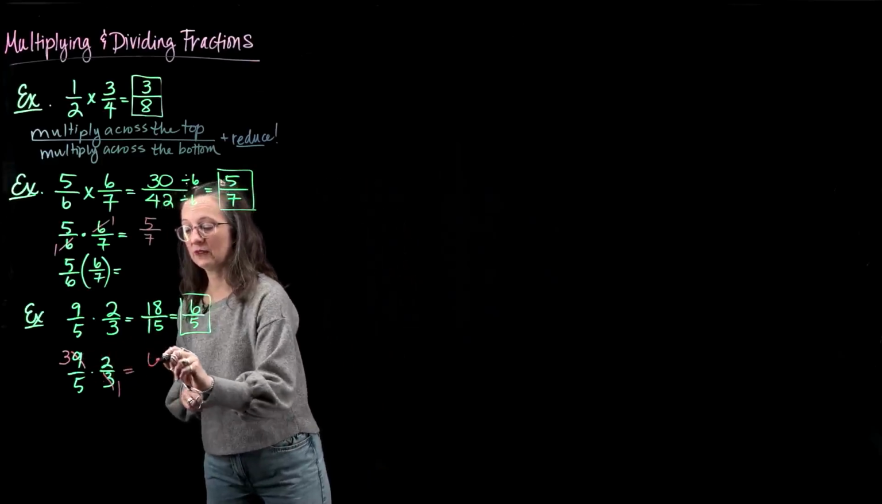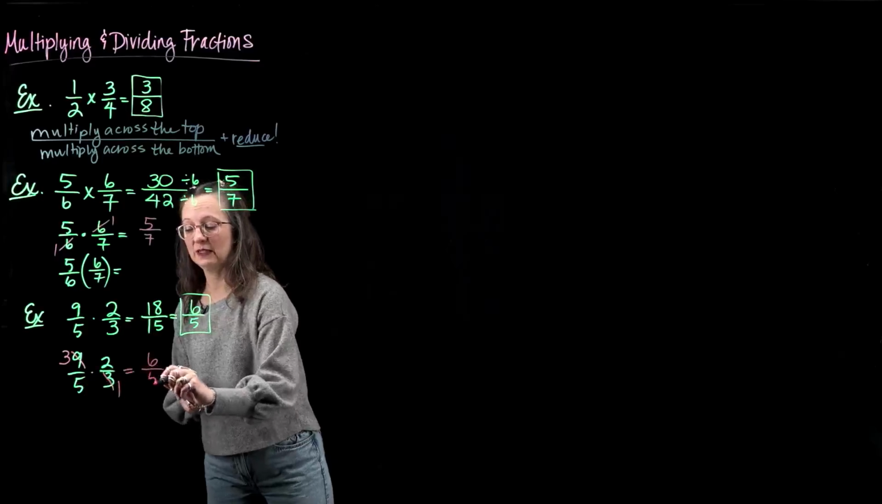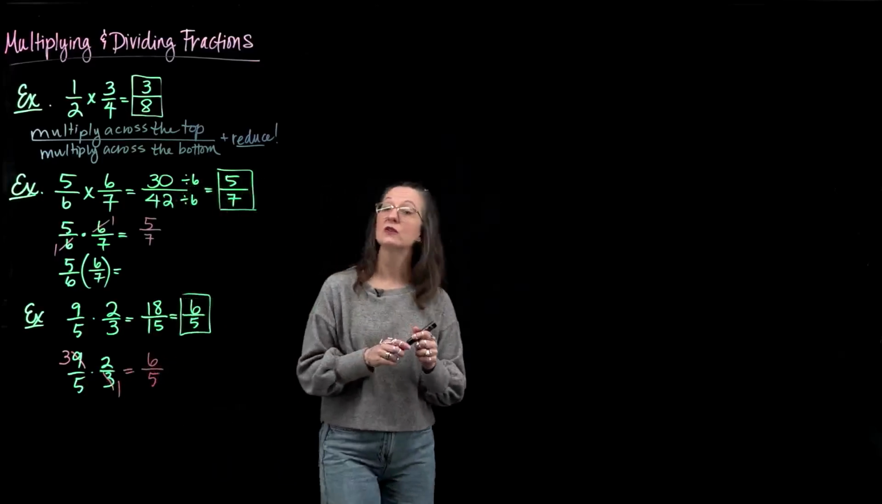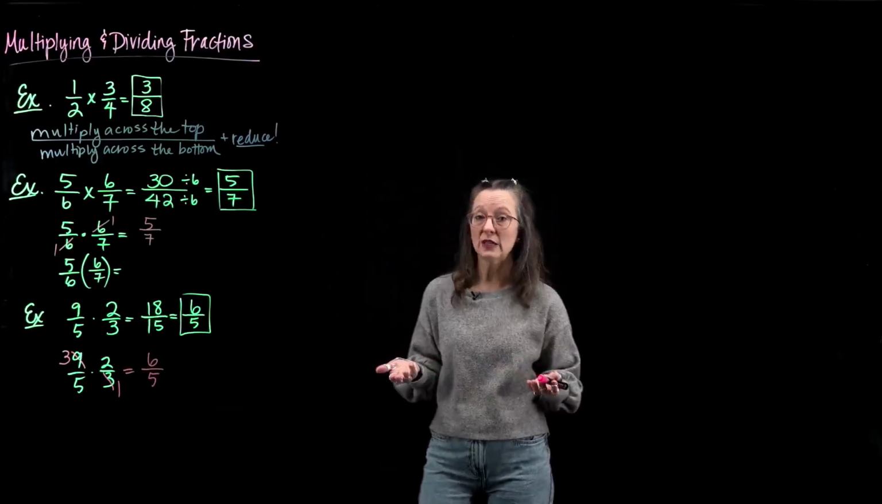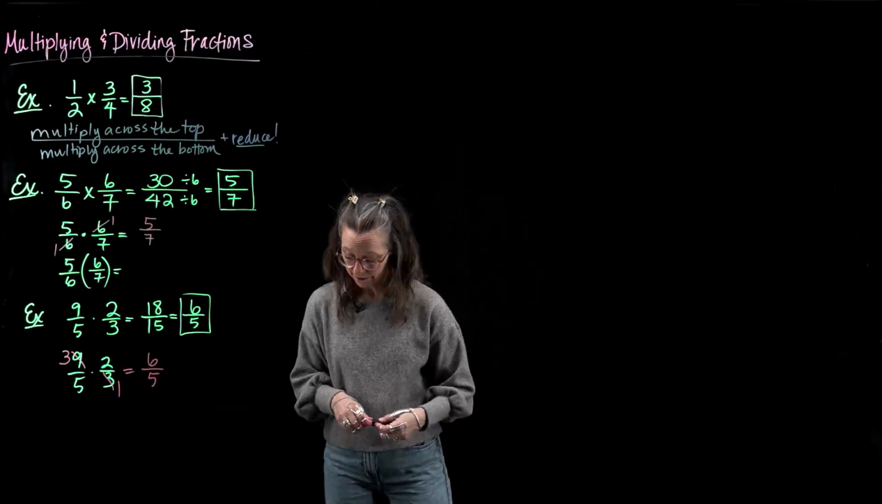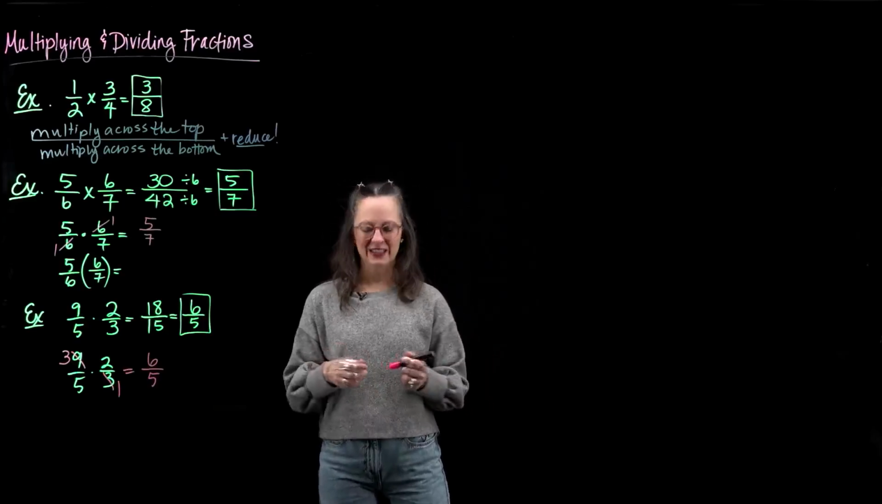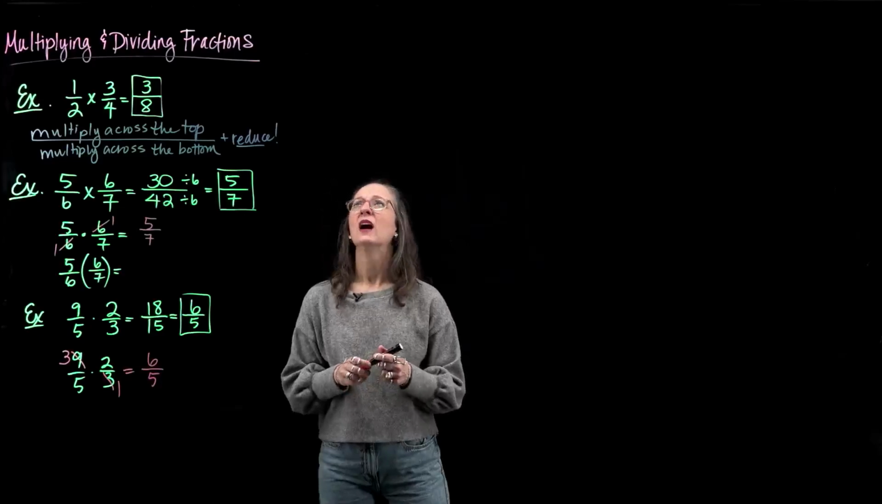3 times 2 is 6. 5 times 1 is 5. Either one of those methods works just fine, whatever you prefer, or whatever you see when you approach that problem. All right, let's divide some fractions now.